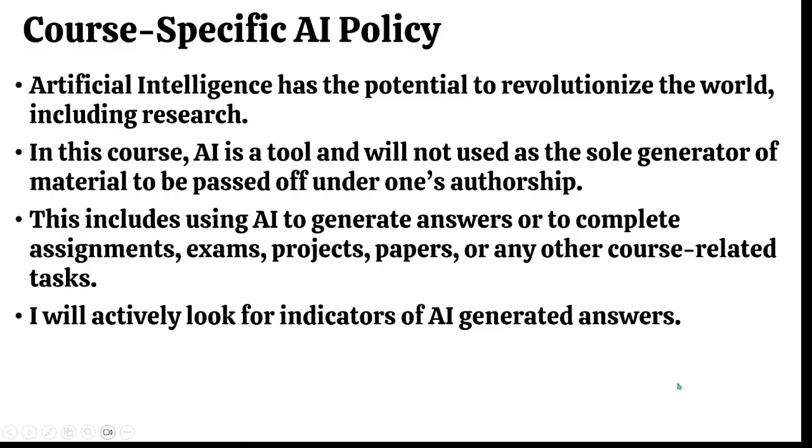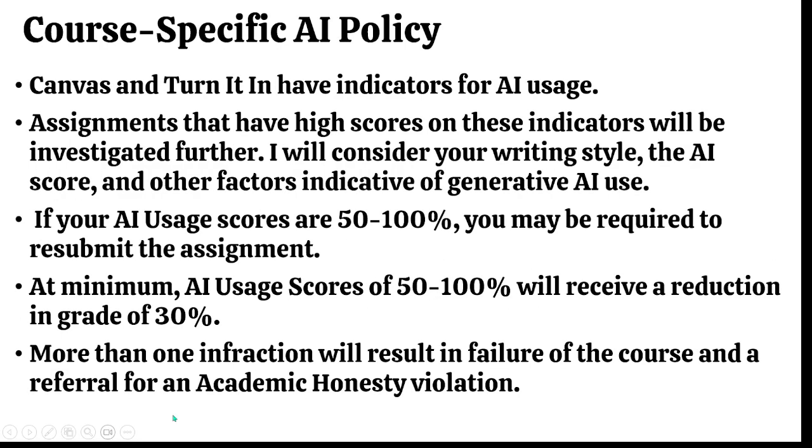I absolutely love artificial intelligence. I love ChatGPT. It has revolutionized the way I do a lot of my job. I think it's got great potential in research. But in this course, you have to view AI as a tool to help you, and not the generator of material that you intend to pass off under your authorship. So that includes using AI to generate answers or to complete assignments, exams, project papers, or any other course-related task, including discussions. I'm going to actively look for indicators of AI-generated answers or papers.